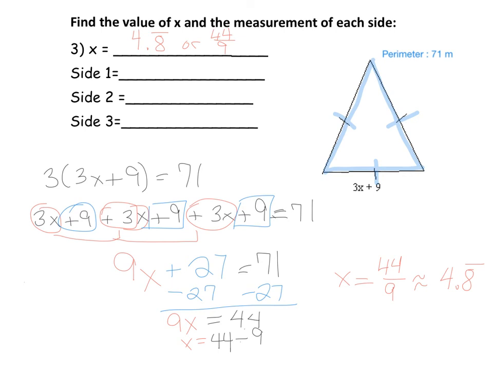Now the nice part about this one is all the sides are the same. So in order to figure out one, we say 3 times x, which is 44 over 9, or we can use the repeating decimal of 4.8 repeated, plus 9. When we multiply those together, we get 14.6 repeated, plus 9 is going to equal about 23.6 repeated. And we know that this is going to be our answer for all three of them.